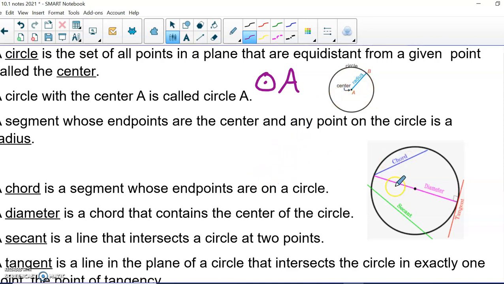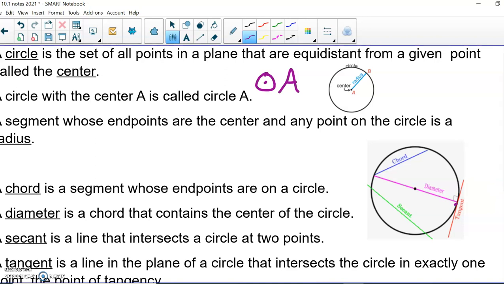Okay, so let's talk about a couple more segments in our circle. If we have a segment with the endpoints on the circle, we call that a chord. If that chord goes through the center of the circle, then we call it the diameter. If we turn that segment into a line, then we call it a secant. A secant is a line that intersects the circle at 2 points. If a line intersects the circle at simply 1 point, we call it a tangent, and the point where it intersects we call the point of tangency.